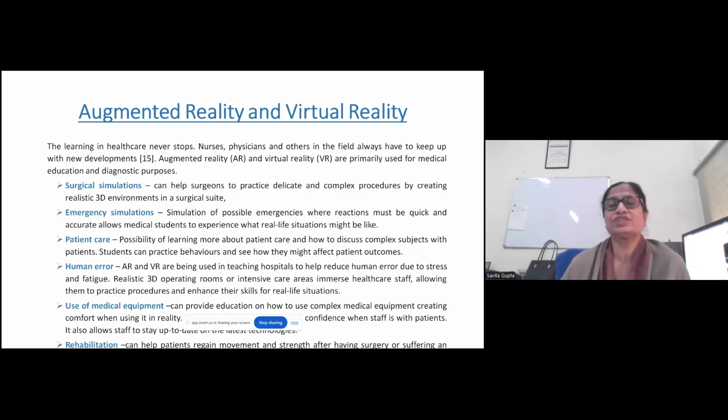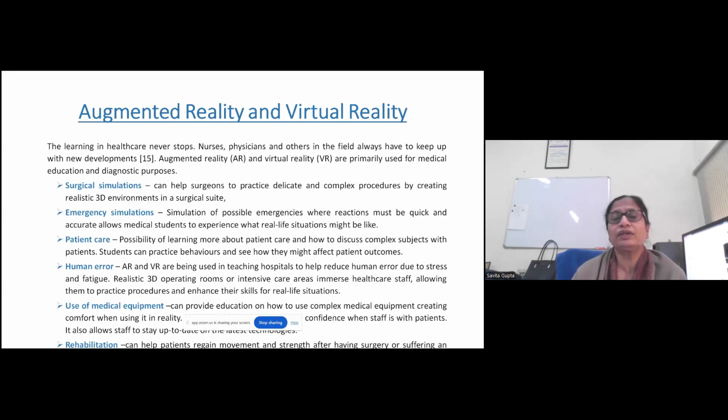So it can help the doctors in surgical simulations. Surgeons can practice delicate and complex procedures by creating realistic 3D environments in a surgical suite. Emergency situations can be simulated so that at the right time, the right responses can be given. So it allows the medical students to take quick and accurate decisions in emergency situations. There is also the possibility of learning about patient care and how to discuss complex subjects with patients. If I tell a patient immediately, you are suffering from cancer, what will his reaction be, how will he react? So all these situations or patient behaviors can be simulated using AR and VR. So students can practice behaviors and see how they might affect patient outcomes.